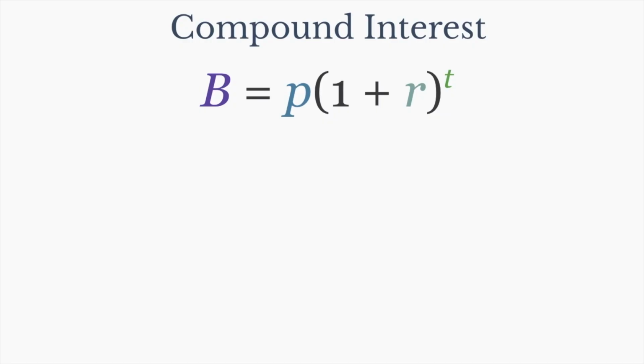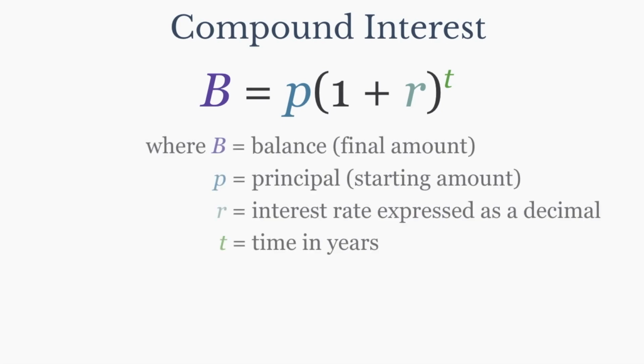B equals P multiplied by 1 plus R to the power of T, where B is the balance or final amount, P is the principal or starting amount, R is the interest rate written as a decimal, and T is the time in years. This formula is useful for calculating the total balance, but what if you also want to know how much interest was earned?